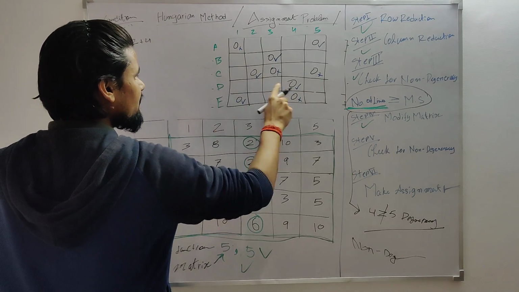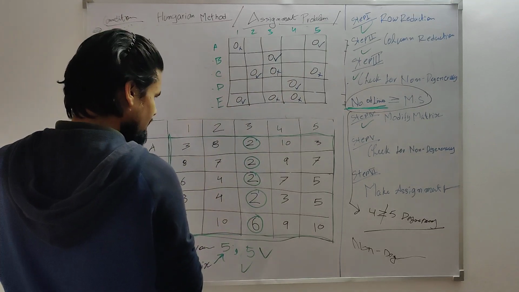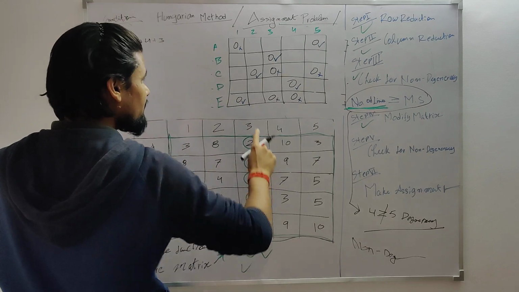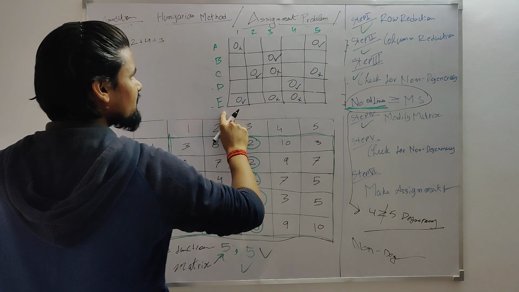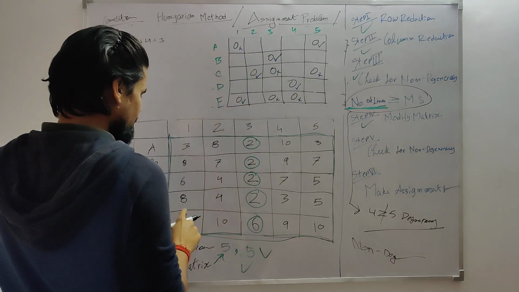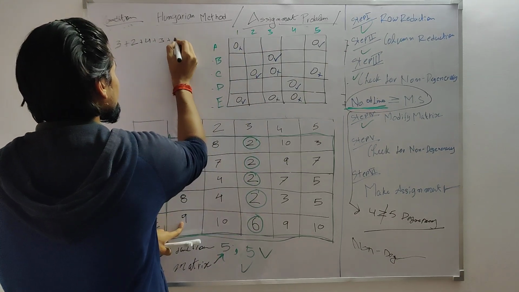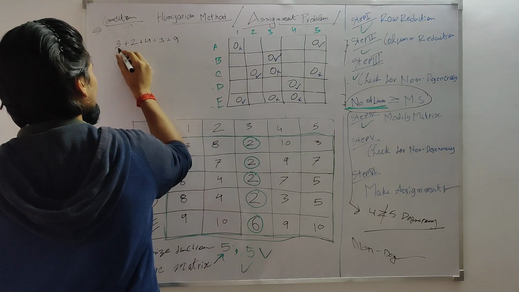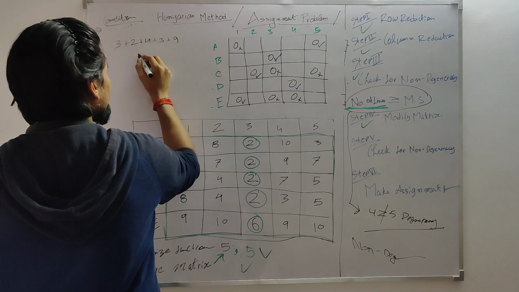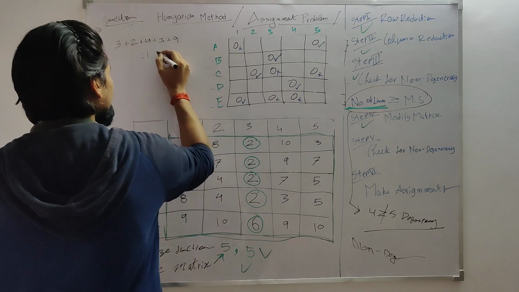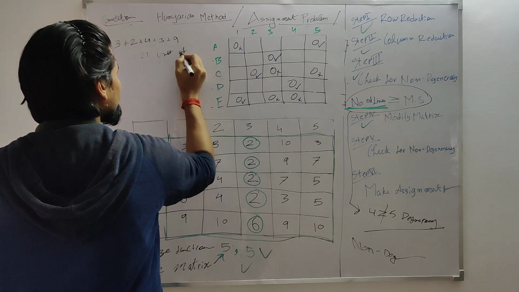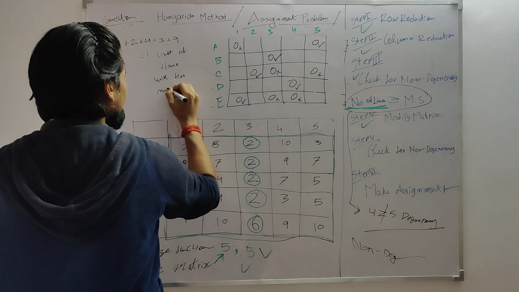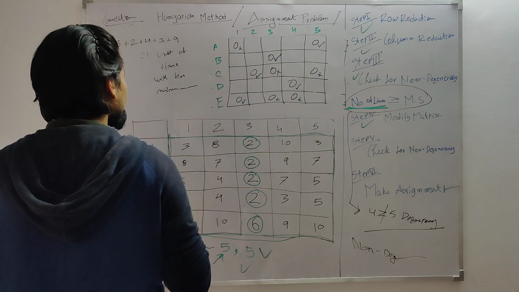Then we come to D. D will do job number 4 and he will take 3 units of time. Then over here E is left with job number 1, and how much time is it taking? 9 units. So now we will just solve this. This is 3, 3, 6, 6, 6, 9, it will be 21. So 21 units of time will be the minimum. So this is our answer.